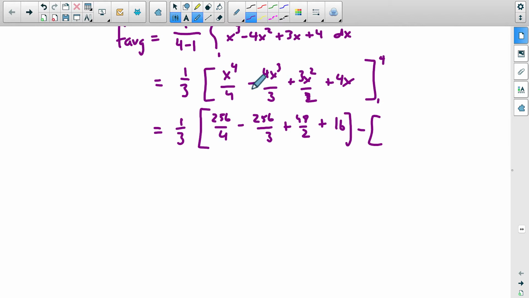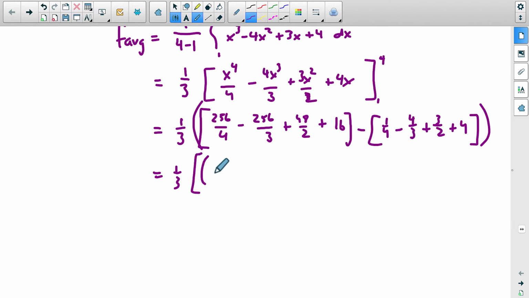Minus, now we're going to plug 1 into all these. So 1 to the 4th is 1, we got 1 over 4, minus 1 cubed is 1, 4 times 1 is still 4, 4 over 3, plus 1 squared is 1, times 3 is 3, 3 over 2, plus 4. Okay, once we do all this, I guess we have to do 1/3 times all of that, don't we? So 1/3, 256 divided by 4 is actually a whole number. It's 64.